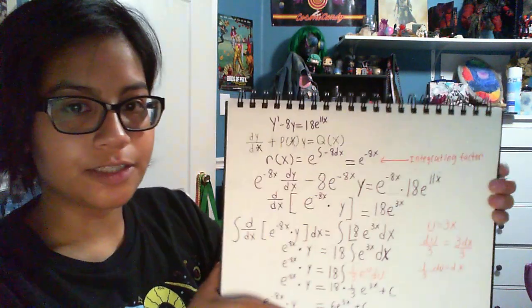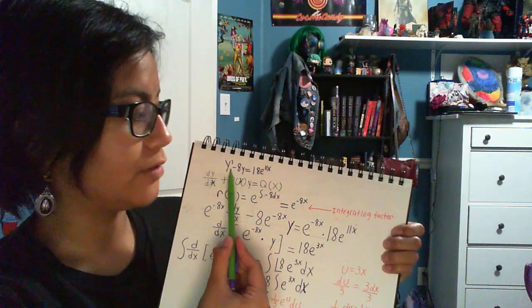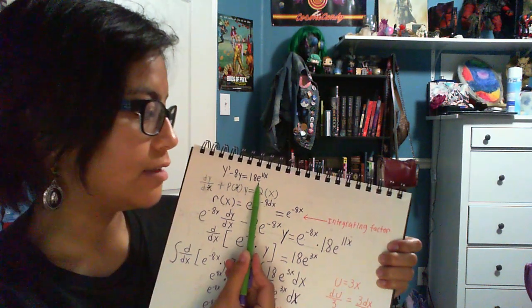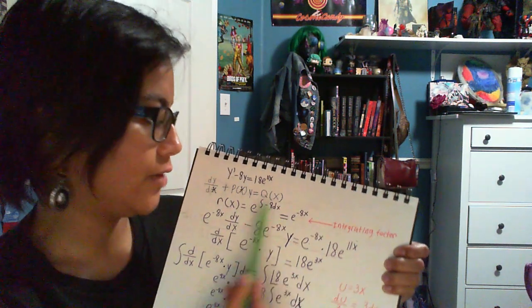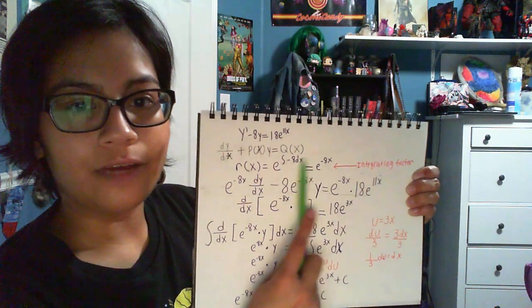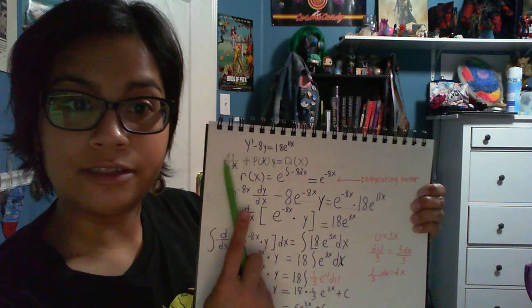So I have to find the general solution of this equation: y prime minus 8y equals 18 times e to the 11x. To start, I would find the standard form of the equation, which this is already in.